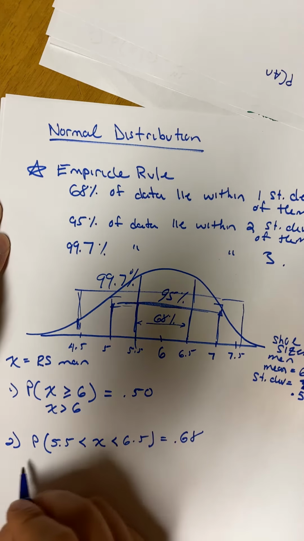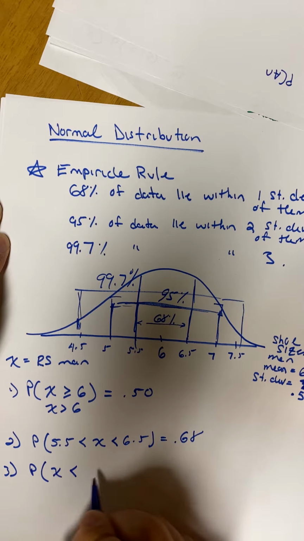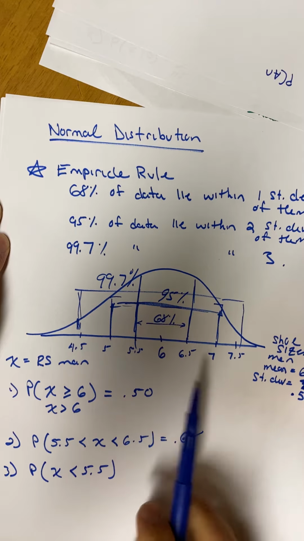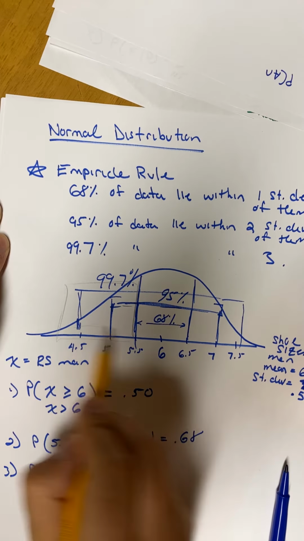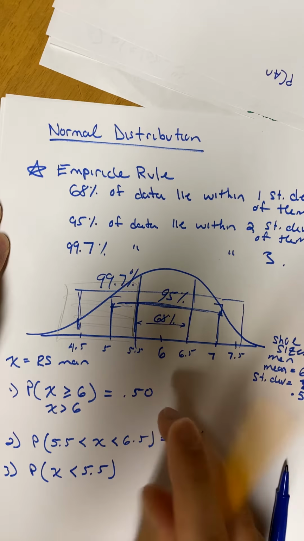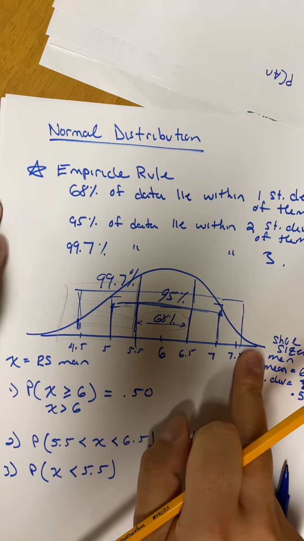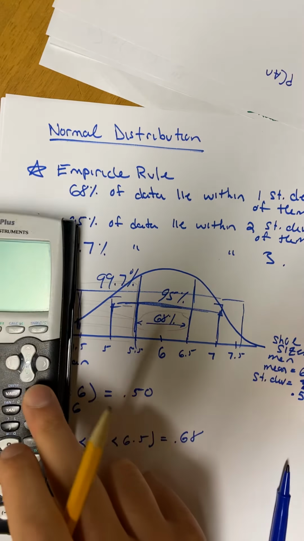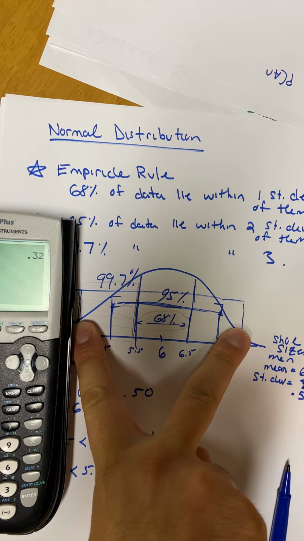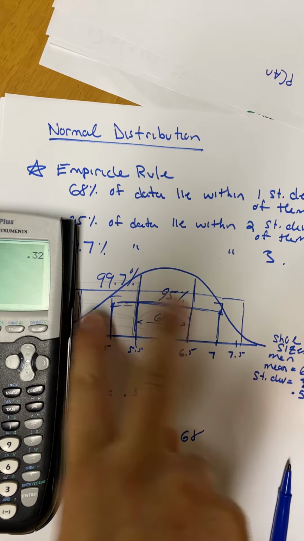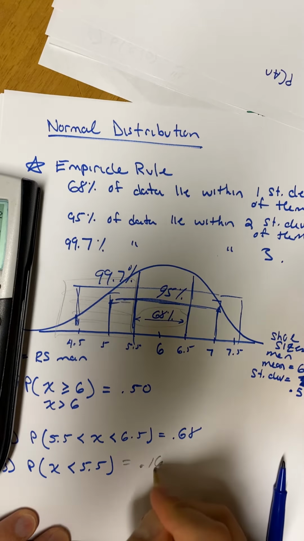So I could say other things, like find the probability X is less than 5.5. Well, I'm looking for this part. I know from here to here is 68%. The whole curve has to be 100. So I'm going to do 1 minus 0.68. That means on the outside I have 32%. Cut that in half, divide that by 2, 16. So that's 0.16.